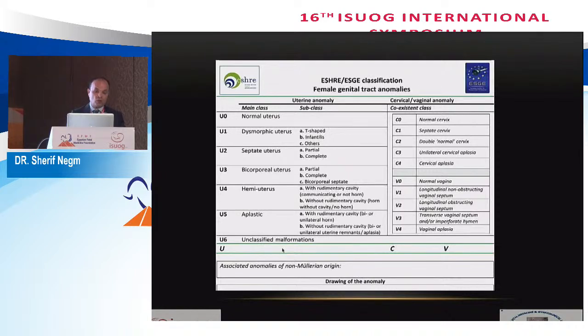And you can see their whole article online. It's freely available, the ESHRE/ESGE classification system. And they used, of course, U for the definition of uterine anomalies, C for the cervix and V for the vagina. You can see the different anomalies. And they managed to include a lot of anomalies. Most of the anomalies were included.